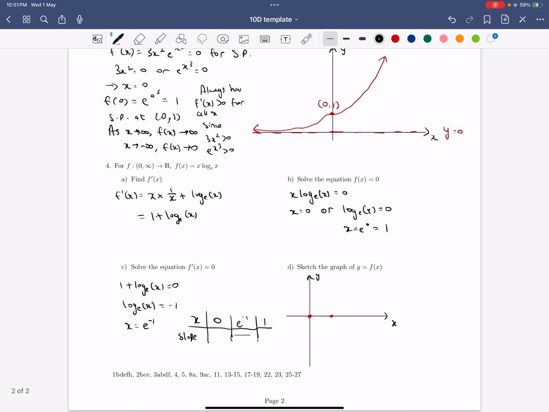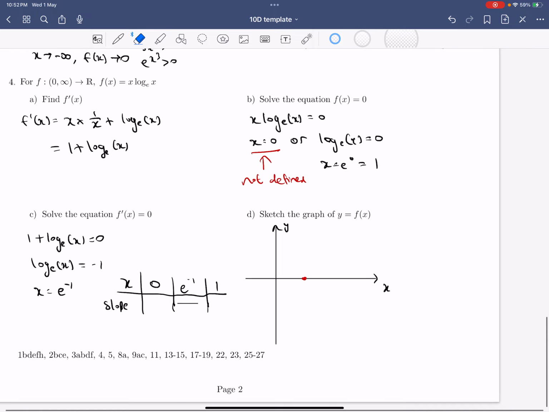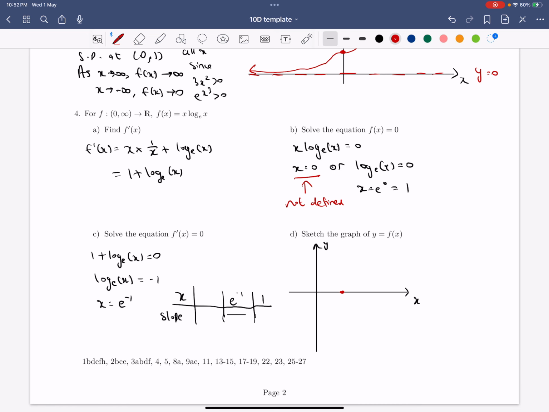0 itself is not defined, right? So going back to part B, this is not defined. So your only answer is actually at x equals 1. I didn't recognize that. So the reason 0 is not defined is because this is your domain. So on that note, let me get rid of that. And let's go back to thinking about what's happening at e to the minus 1. So we can't choose 0 anymore.